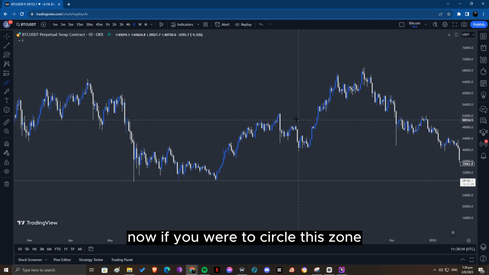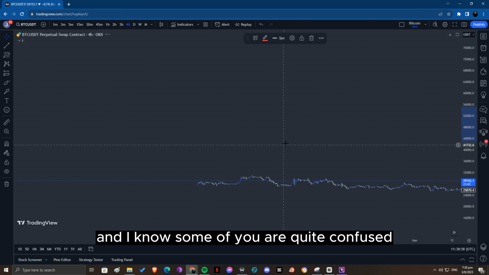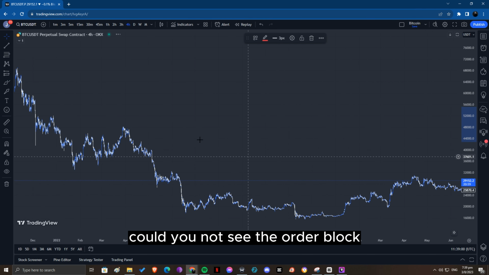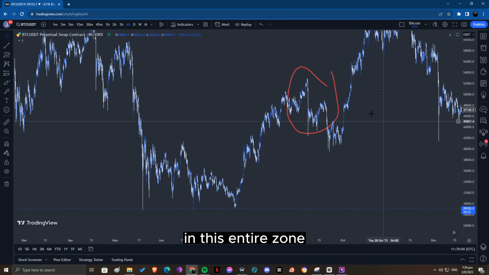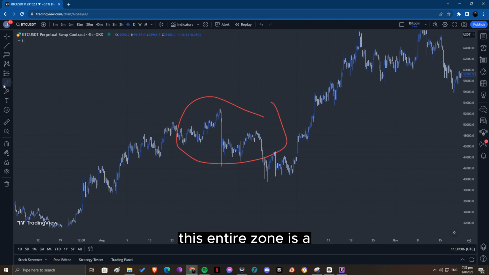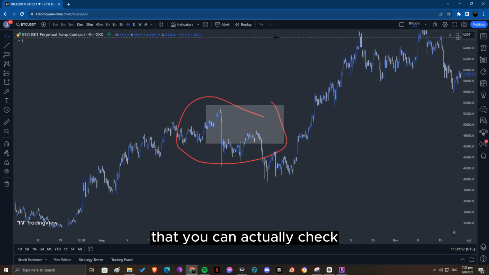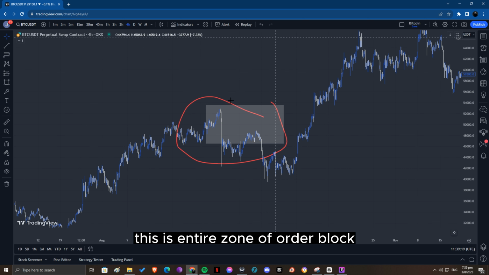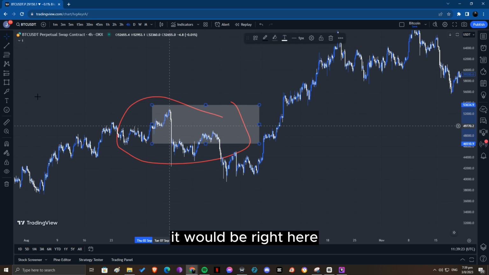Now, if you were to circle this zone and go to the 4 hour, I know some of you are quite confused about why I drew that zone, because you might not see the order block that I saw. But if you are very precise, this entire zone is a premium zone. Premium is something I talked about in this channel. If you have not checked it out, you can check the first video in this channel, where we talked about premium. But if you want to go very precise and order block wise, this entire zone is an order block. If you were to narrow it to one single candle, it would be right here.